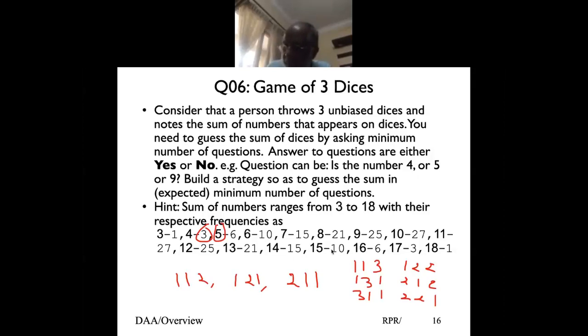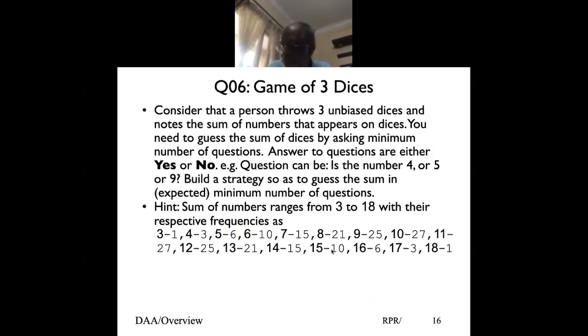Similarly, 6 appears 10 times, and so on and so forth. You will see I have basically given the frequency. Now the question is, your job is, somebody has thrown the 3 dice, and your job is to find out the sum by asking the minimum number of questions.